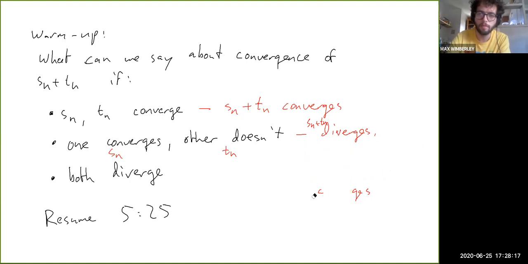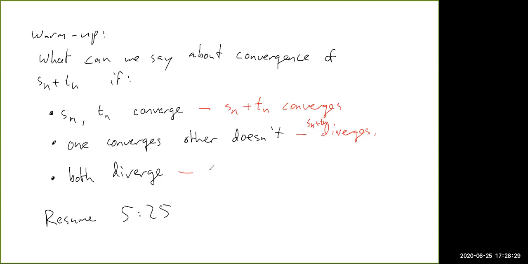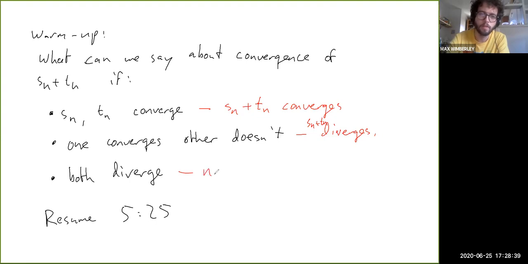And then the last one, what can we say if both of them diverge? Rahul? I said you wouldn't know because they could either both go towards infinity or they could be oscillating and phase cancel and then it would converge. Sure, yeah. So no info.